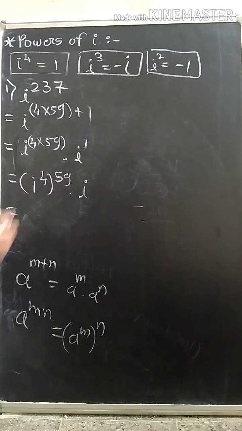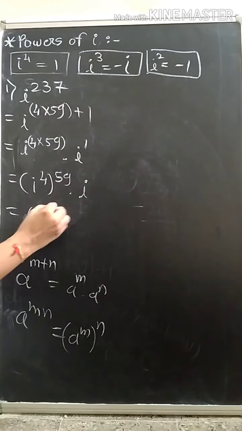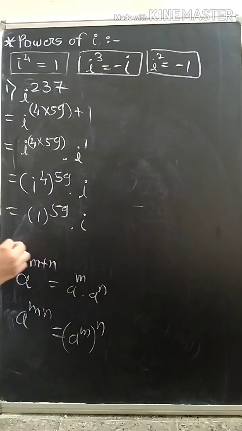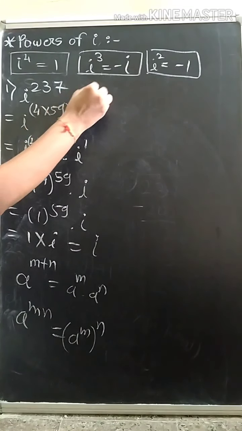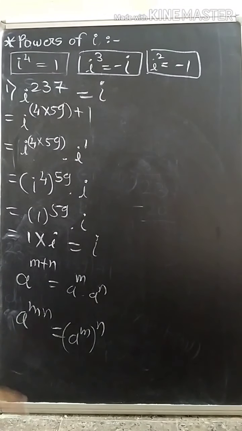So this is nothing but i raised to 4 is 1, 1 raised to 59 into i. So 1 raised to 59 is 1 and 1 into i equals i. So our answer is i. Okay. Now next example.